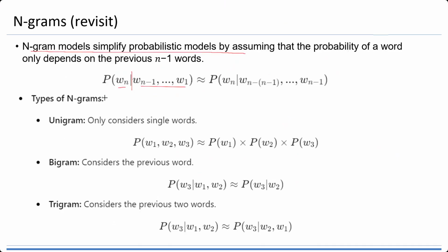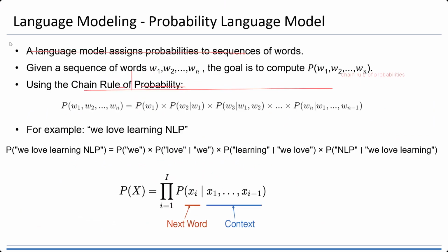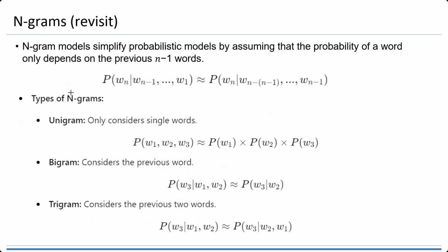So it means we have the chain rule of probabilities. We already looked at this one. Now we want to make it into n-grams. For example, if the word is only one, it will rely only on one word. So if I have the probability of word 1, word 2, and word 3 appearing, I can calculate the probability of W1, multiply by the probability of W2, multiply by the probability of W3.